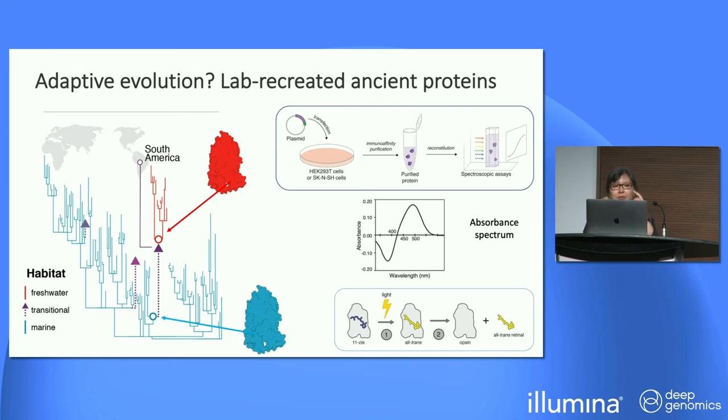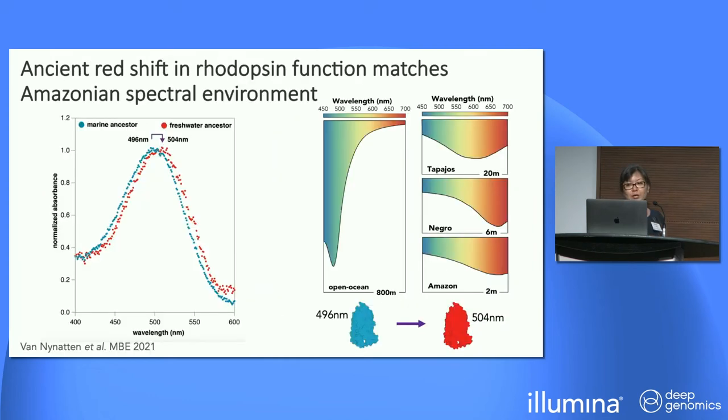And what we found is that in our assays of the reconstructed marine and freshwater ancestral pigments, the freshwater pigment was redshifted relative to its marine ancestor by 8 nanometers, which is a very big difference in rhodopsin because it's known to be highly constrained because of its role in dim light vision and its requirement for having very low levels of noise.